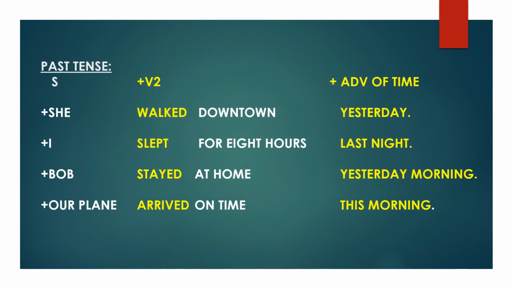Let's see more examples for the past tense. She walked downtown yesterday. I slept for 8 hours last night. Bob stayed at home yesterday morning. All planes arrived on time this morning. As you see, the bold printed words for verb 2 are all in the past form: walked, slept, stayed, arrived. And the adverbs of time in yellow are yesterday, last night, yesterday morning, this morning.